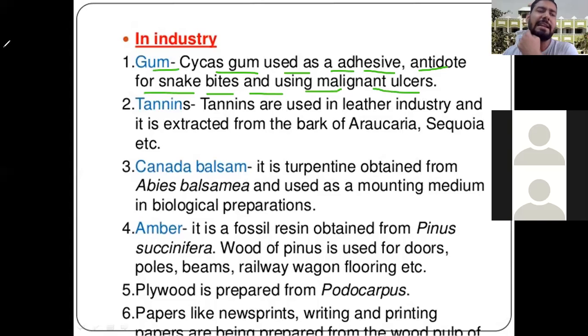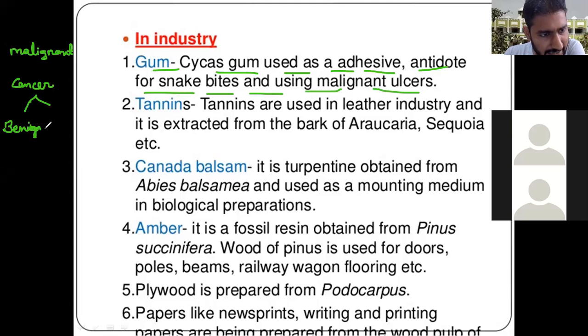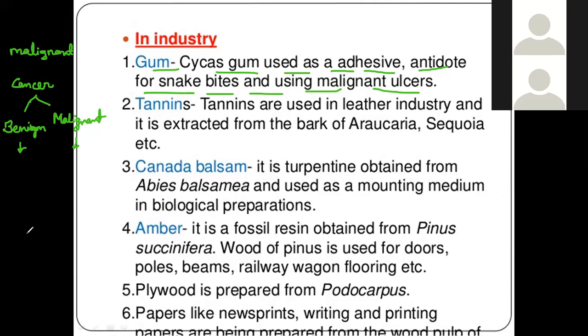Okay, malignant they have given. What is malignant? Do you know cancer? Cancer is of two different types: benign and malignant. If you don't know, just leave it. For benign versus malignant, you have to study one property that is called metastasis. Metastasis is the property of a cancer cell.